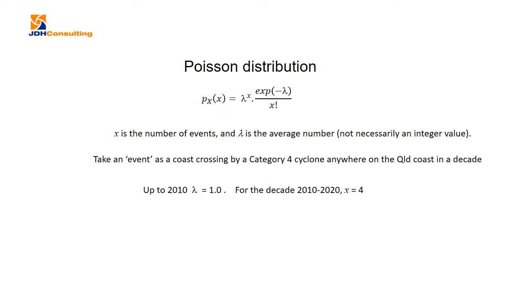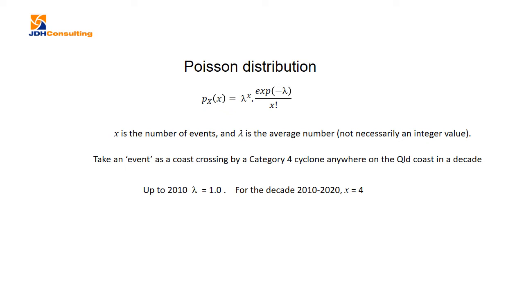Well, how can we model this probabilistically? Now, the right probability distribution for discrete or integer events, such as the number of impacts of severe tropical cyclones on a coastline, is the Poisson distribution, which is quite a simple function, as you see there. X is the number of events. In this case, it's the number of coastal crossings by tropical cyclones within a decade. There is only the one parameter for the distribution, and that's lambda, the average number in a decade.